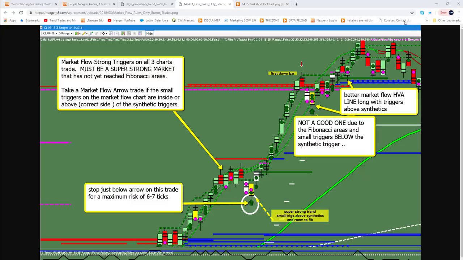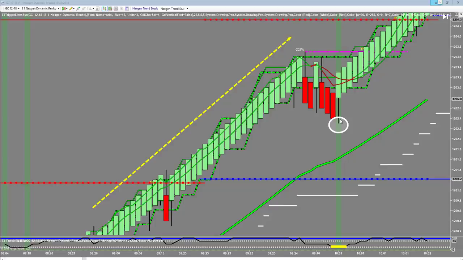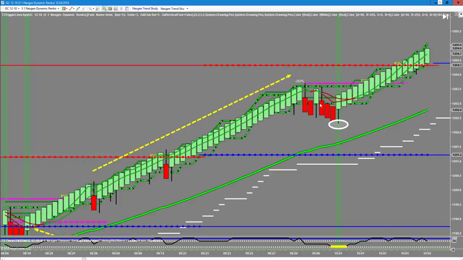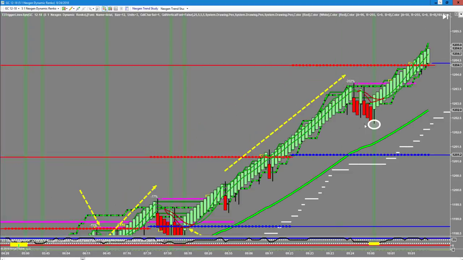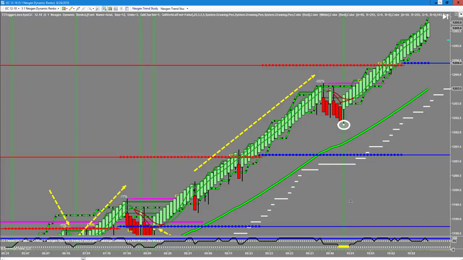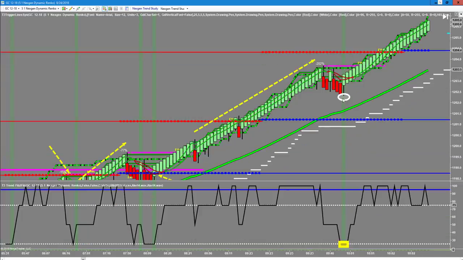This is the spot in which you would do that extra trade. See how strong the market is? See how strong the triggers are? If you got a market flow trade after you pull back to your fib to fib oscillator at 25, and even if you don't have, right? So this is a good look for the market flow exception.